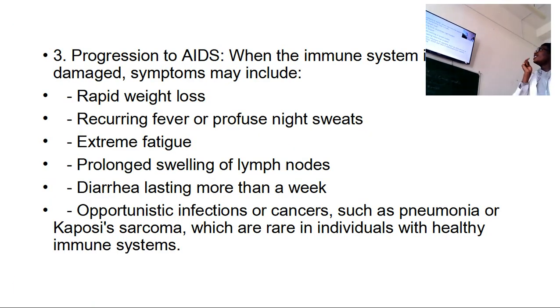The progression of HIV to AIDS. This happens when the immune system is completely depleted or damaged, and the symptoms of this could include rapid weight loss, recurring fever or profuse night sweats, extreme fatigue, prolonged swellings of the lymph nodes, diarrhea lasting more than a week, as well as opportunistic infections or cancer such as pneumonia or Kaposi's sarcoma, which are very rare in individuals with a very healthy immune system.